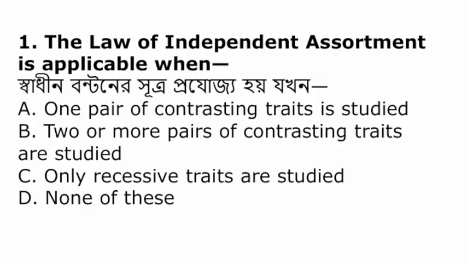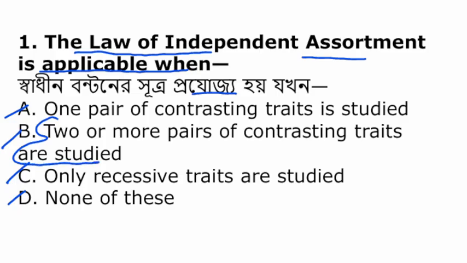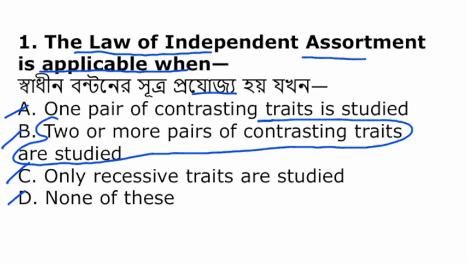So let's begin. The law of independent assortment is applicable when — যে স্বাধীন বণ্টনের সূত্রটা কখন প্রযোজ্য হয়? One pair of contrasting traits is studied, two or more pairs of contrasting traits are studied, only recessive traits are studied, or none of the above. So the law of independent assortment is applicable when two or more contrasting traits are studied.